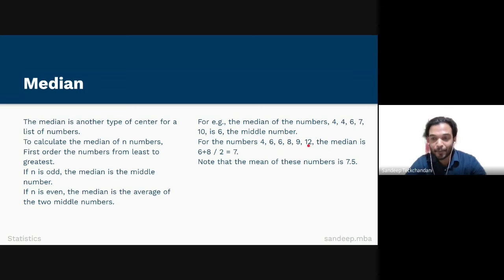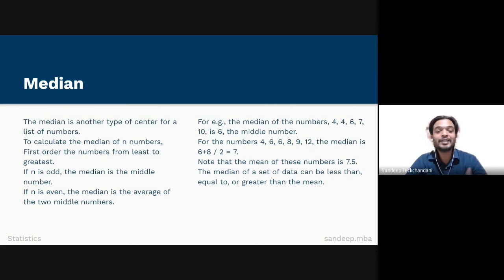Let me show you how. 4 plus 6 is 10. 10 plus 6 is 16. 16 plus 8 is 24. 24 plus 9 is 33. And 33 plus 12 is 45. 45 divided by 6, because we have 6 numbers, is 7.5. The median of a set of data can be less than, equal to, or greater than the mean.